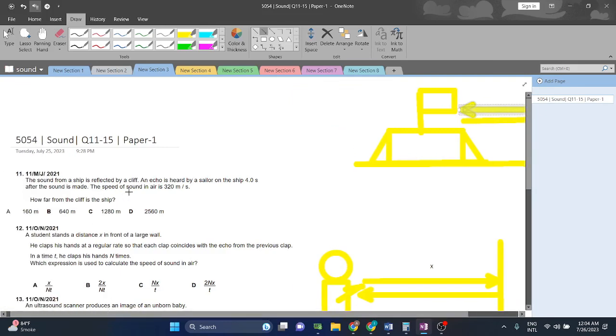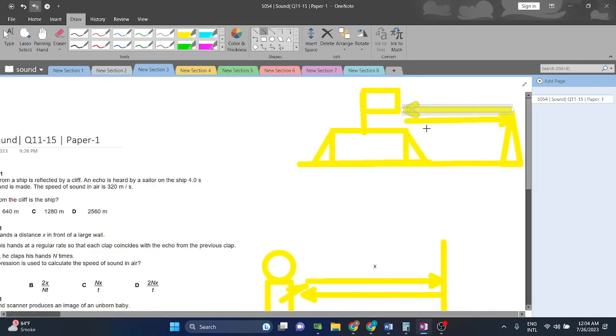So he is asking how far from the cliff is the ship. We only have to calculate the distance traveled in 2 seconds, because if we take 4 seconds, that would be the distance from the boat to the cliff and back. Since we're only going to the cliff, we only need the distance after 2 seconds.